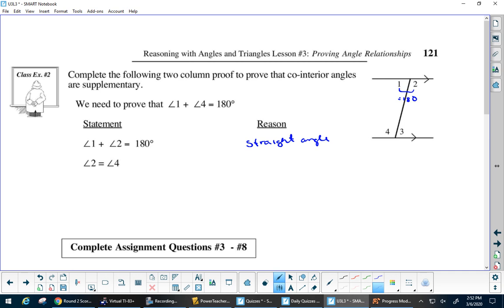Now angle 2 equals angle 4. Why? Not corresponding. 2 and 3, no, not even 2 and 3, sorry. 2 and down here would be corresponding, right? Under the line. 2 and 4 are not corresponding. They are alternate angles. See, we couldn't use alternate angles on the last one, we were trying to prove it. But now we can use alternate angles. So they are alternate.